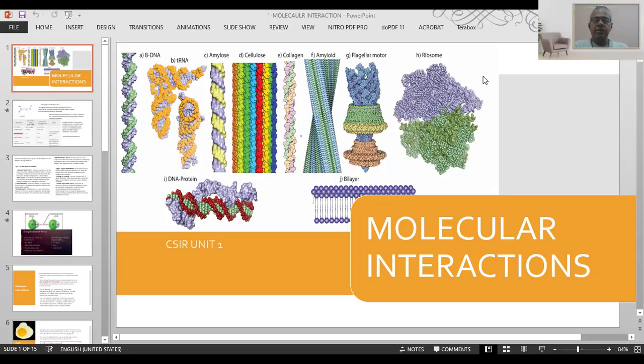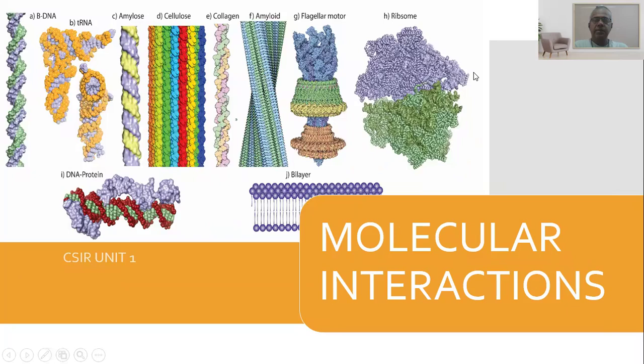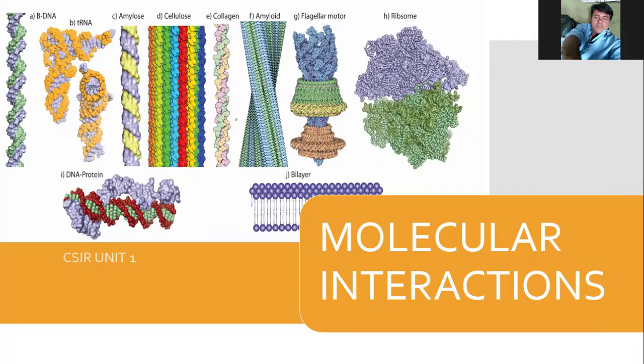I'm going to teach you Unit 1, molecular interactions. As you can see, there are various kinds of molecular interactions in various biomolecules. For example, DNA, tRNA, and the interaction between DNA and protein. This is also a very good example of molecular interactions. Bilayer membrane protein is also going to be part of your molecular interaction.